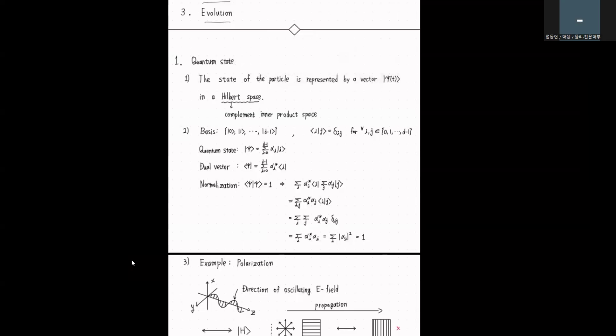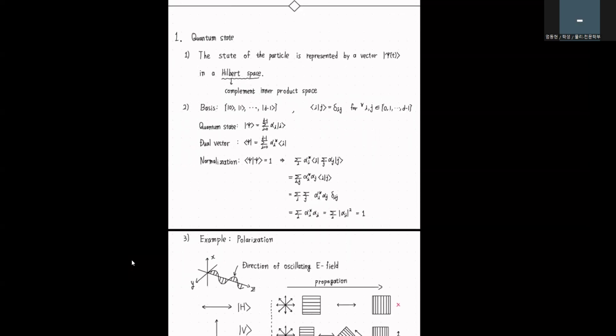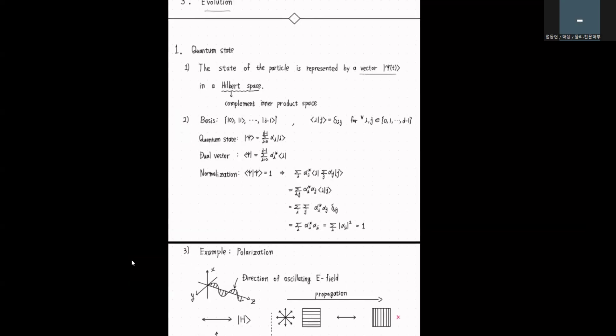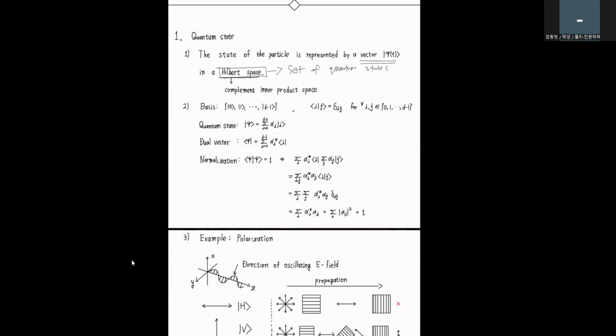Now, how do we represent these quantum states, these probability distributions? Well, we represent them by vectors in what's called a Hilbert space. Basically, a Hilbert space is the set of quantum states. And the nifty thing about Hilbert spaces is that they can be represented as the linear combination of these basis vectors.